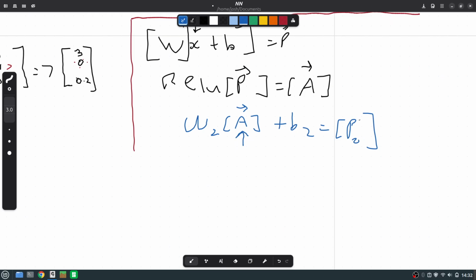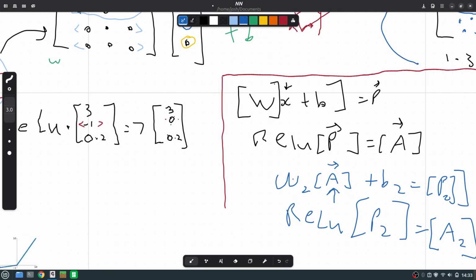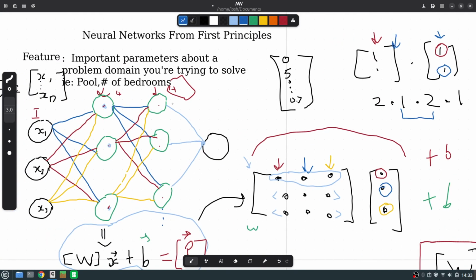Okay, so this will give us the second pre-activation, but remember, we're not done. We still have to call ReLU, an activation function, on this. So we'll call ReLU on P2, like so, and this will give us, we'll just call it A2, our second activation value. And so now we're here in the network.